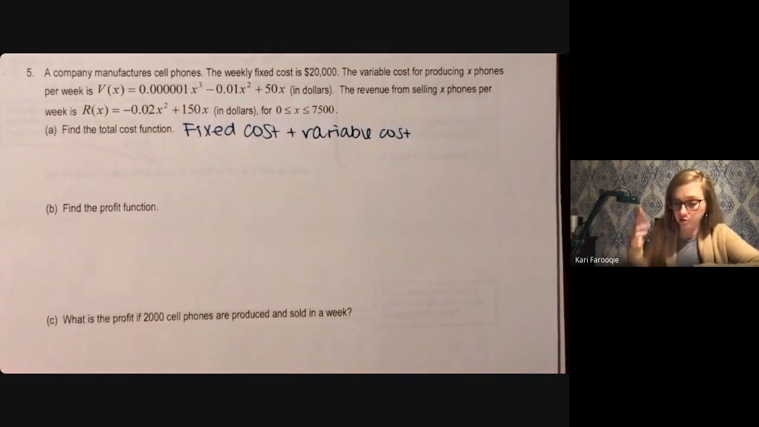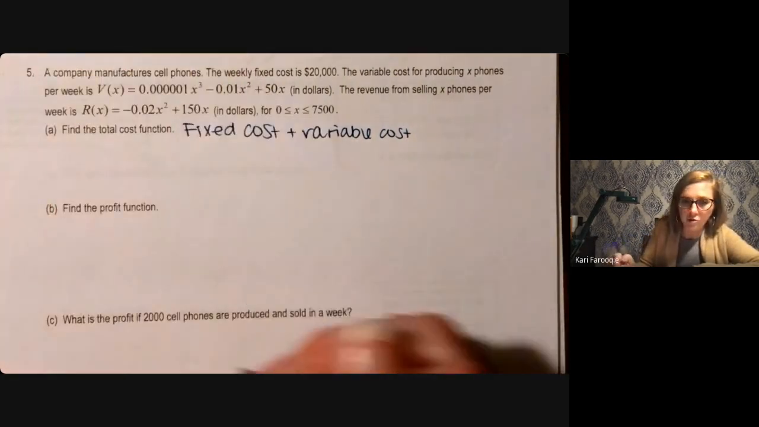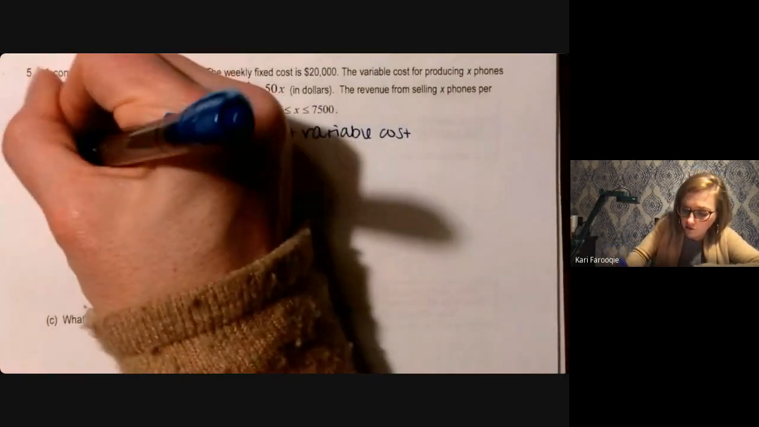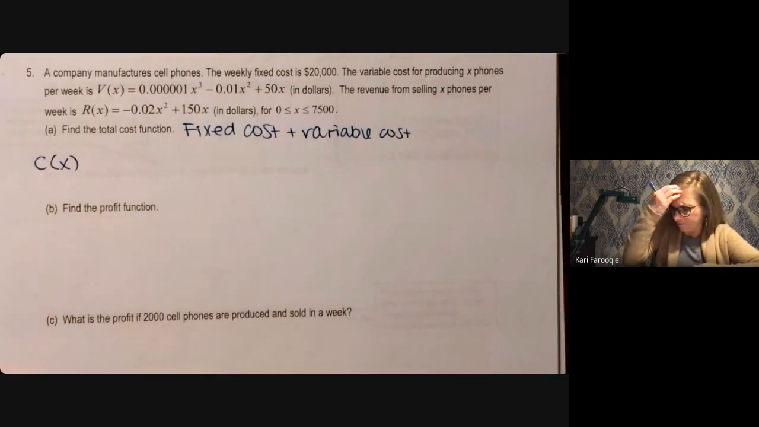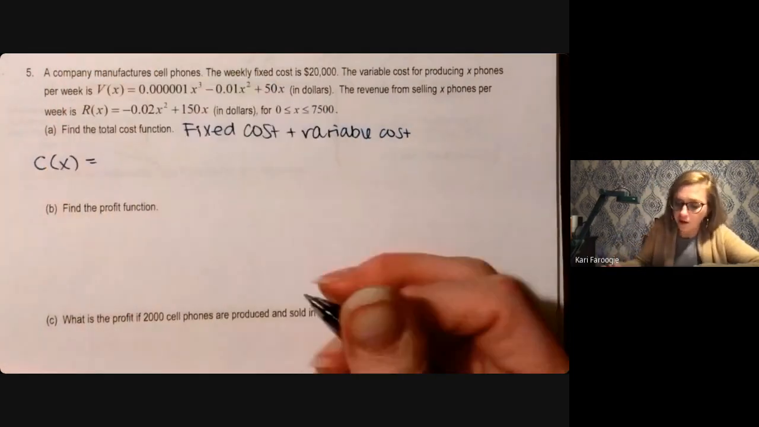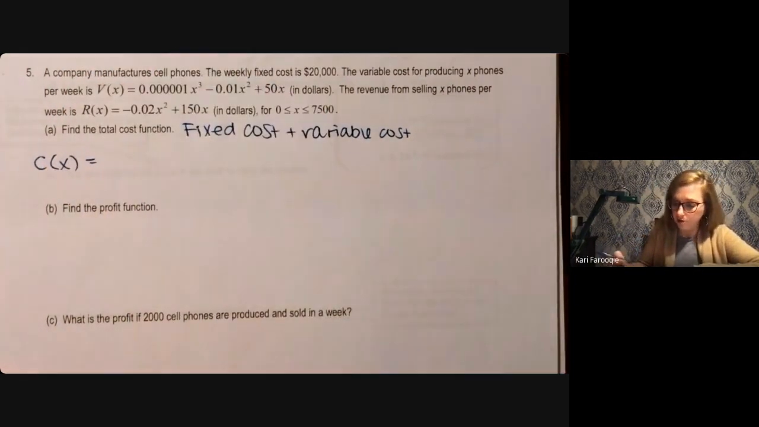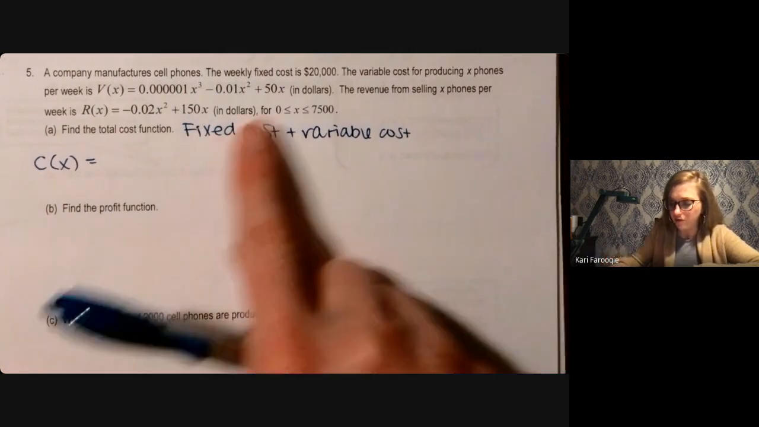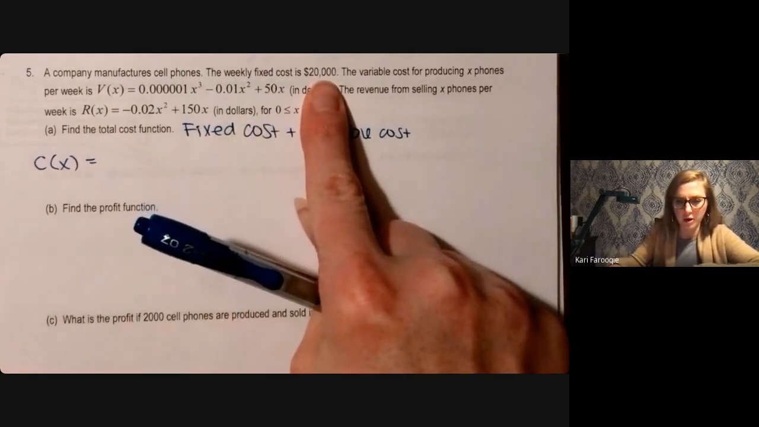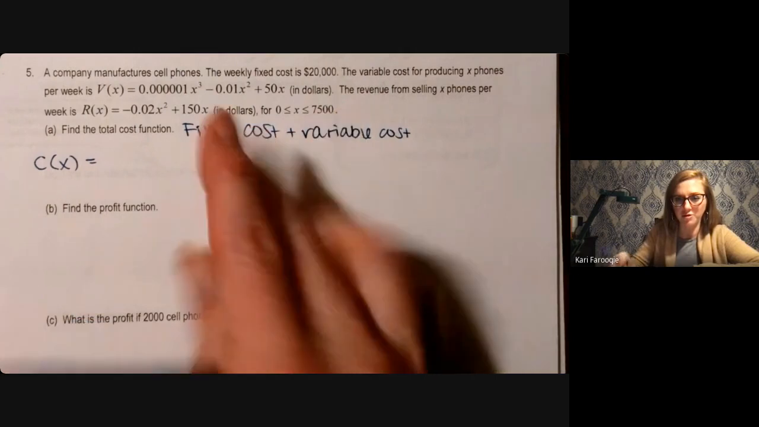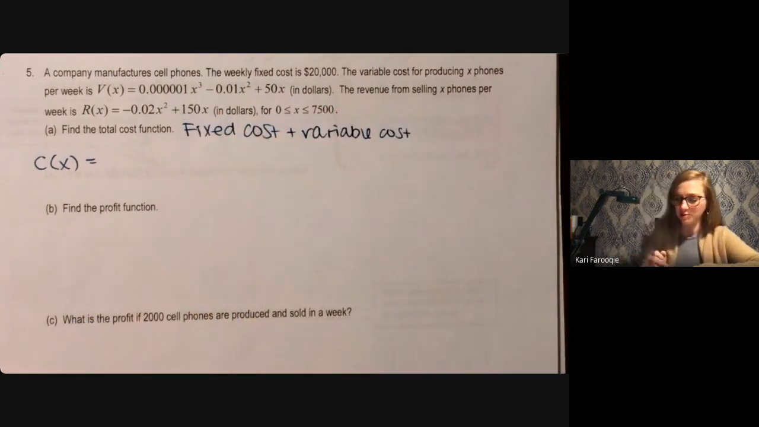And then we'll just take those two functions and add them together. A lot of times we just label the cost function as C of X. You can do this in any order, but since the fixed cost is just a constant, I might pop that onto the end. So maybe you switch this order, but addition's commutative, so we can do that.